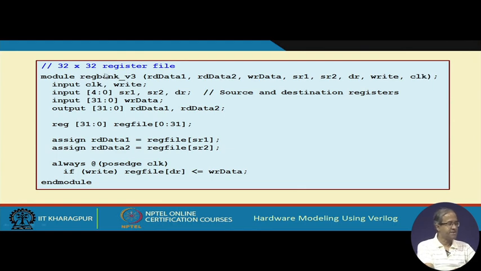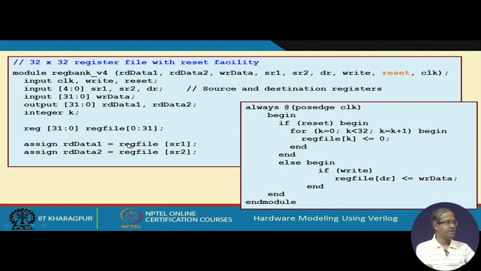So, the next version is just a modification of this. Here we are saying this is a 32 by 32 register file, but with reset facility. So, what is the change? The change is there is a variable additionally included here called reset, which is also an input variable, and we have declared an integer k. The rest is the same. The way you read from the register file, there is no change, exactly the same as the previous one, but while writing there is a little change.